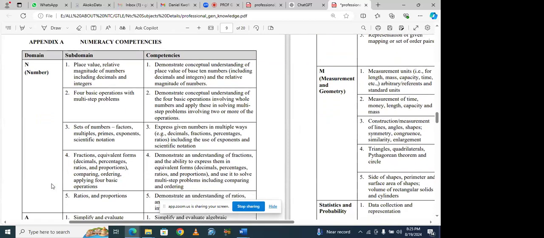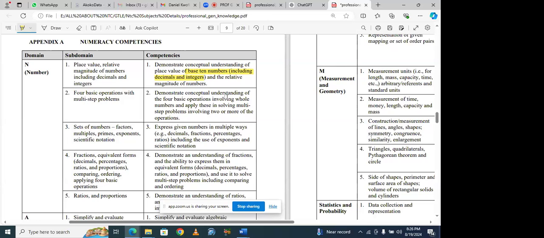So let's go through the topics one after the other. Now we have one, or the main domain here is the number. So under number, the topics we are expected to know about are base 10 numbers, including decimals and integers. So when we say base 10 numbers, what are base 10 numbers?